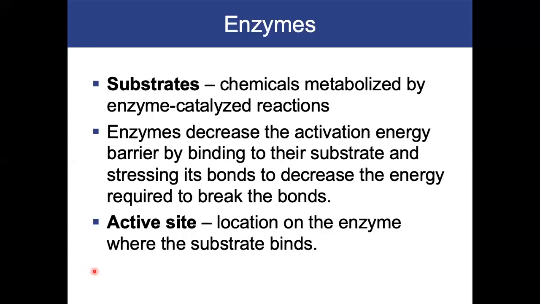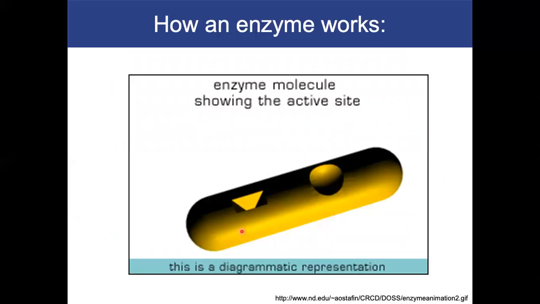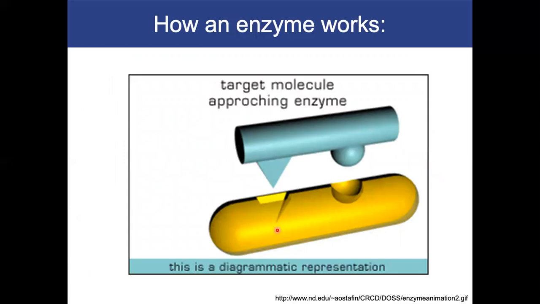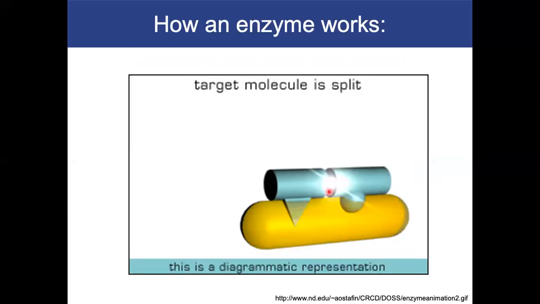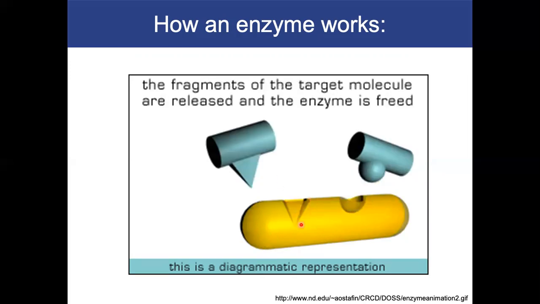So substrates are what the enzyme acts on. Enzymes decrease the activation energy by binding to the substrate and stressing the bonds so that you don't have to put as much energy in to break those bonds. The active site is the location on the enzyme where the substrate binds. So let's look at a picture. Here's an enzyme. Let's say this is an enzyme that breaks down sucrose. So here's sucrose. Here's your glucose and fructose. Sucrose is going to bind to sucrase. Sucrase is going to stress this bond and snap it, and then it releases them.